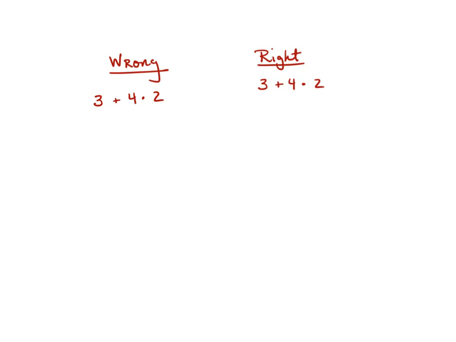Here's an example of why we need to use order of operations. I've got a wrong example and a right, correct one. Okay? What I'd like you to know is they're the same problem. Now, if you do it incorrectly, someone who is not a mathematician and doesn't know mathematics would just go, oh, that's 3 plus 4, 7, times 2, which is 14. But this is incorrect. They did not follow order of operations.